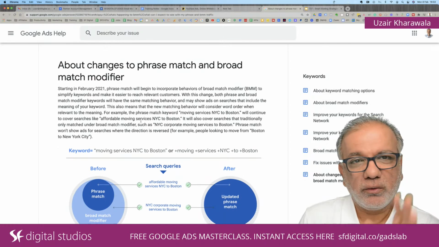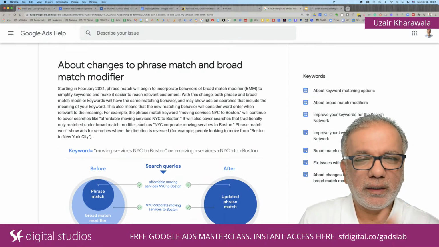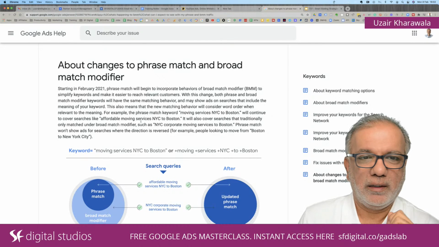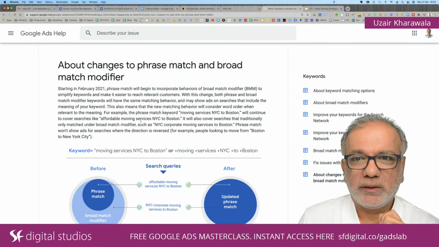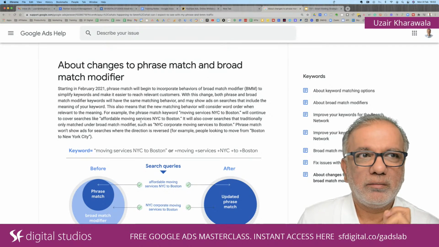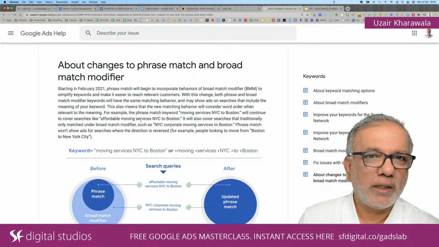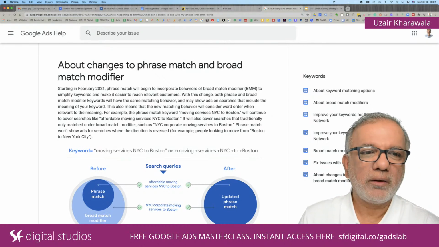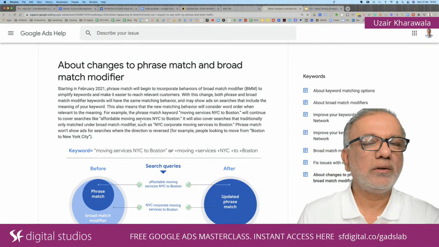I had a lot of messages from advertisers who are panicking about Google forcing everyone to use the broad match instead of the BMM. Well, you don't have to use the broad match. You can go on to phrase, although it's not the same.